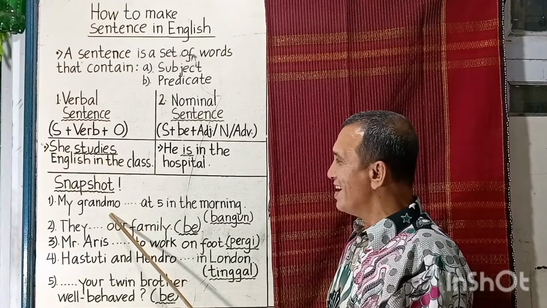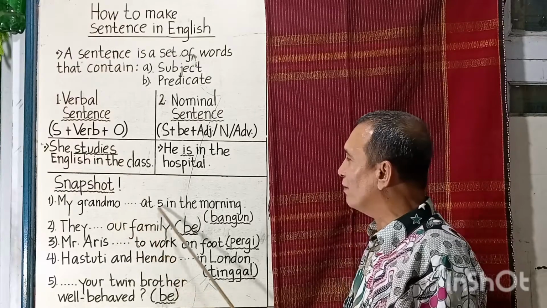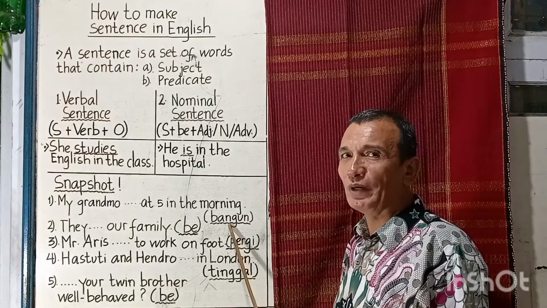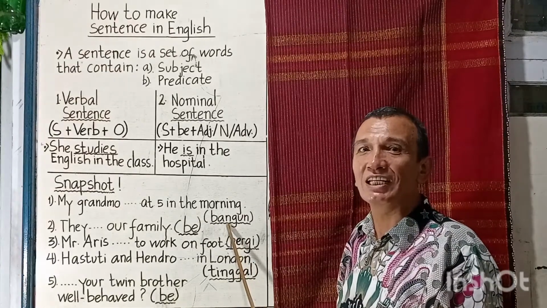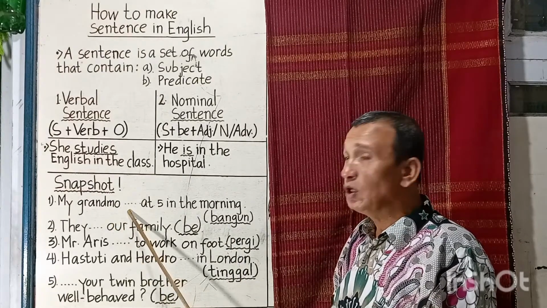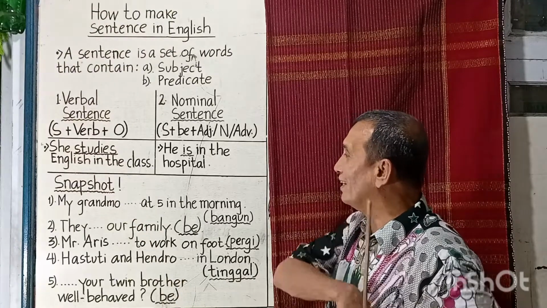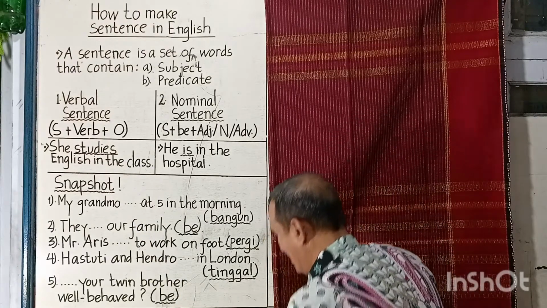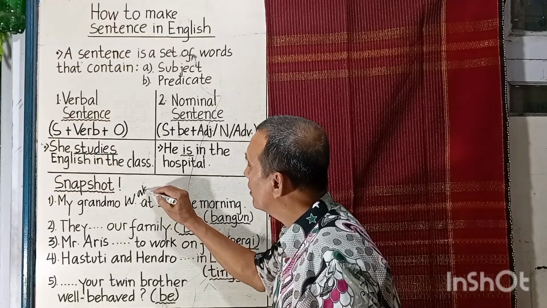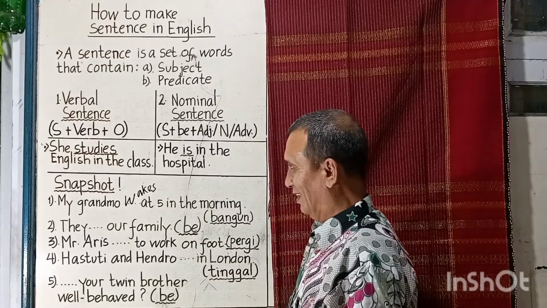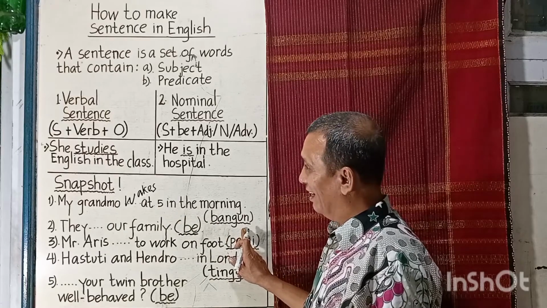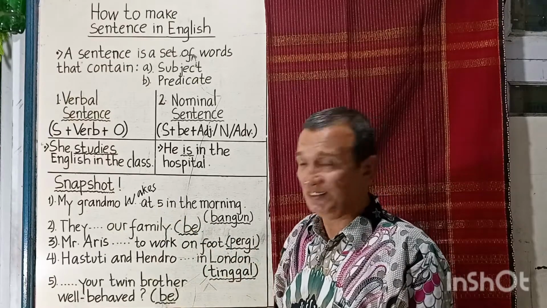My grandma at 5 in the morning. You can fill in with bangun. What do you say in English bangun? My grandma, ketiga tunggal. So, wakes up. Wakes up. You can see this. Wakes up, because ketiga tunggal ya. Wakes up, bangun. This is verbal sentence.